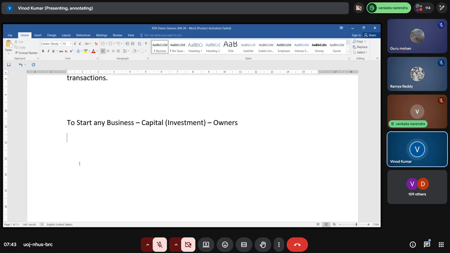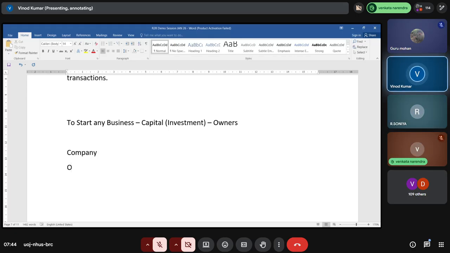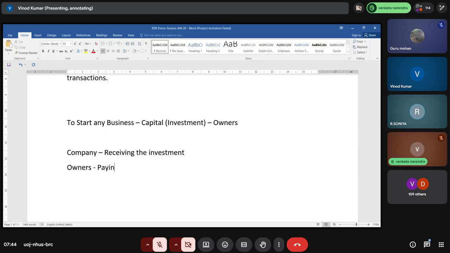So what this business entity concept says is that in this investment, there are two parties. Who are they? One is the company, and the other party is the owner. Here, company and owners. The company is receiving the investment. The owner is paying the money to the business. Yes, clear? There are two parties involved in this particular transaction: one is the company, one is the owner.